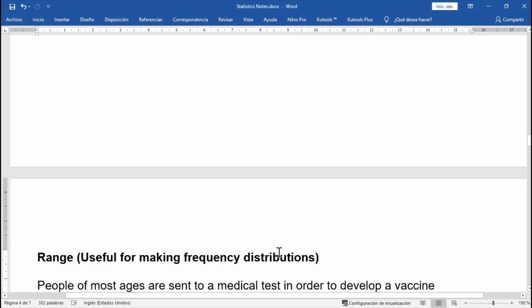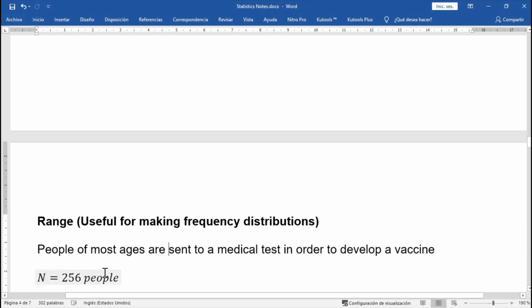Now, we have this new N. It says that in this examination, there were 256 people. And we want to know, in this case, the distribution of the table. Now, look, for big distributions greater than 10 values, we have to use a frequency distribution. I am going to give you a very quick example so that you see the utility of the range as a measure of variability.